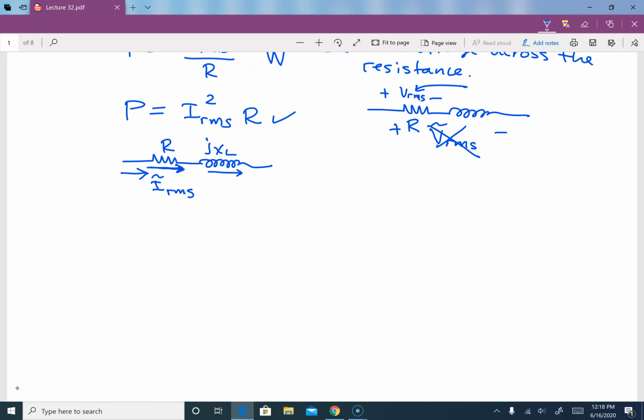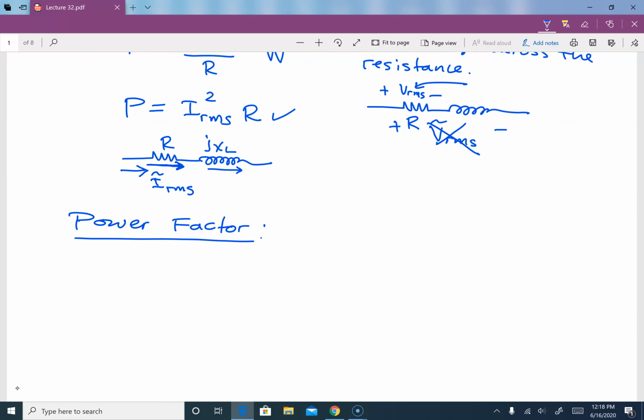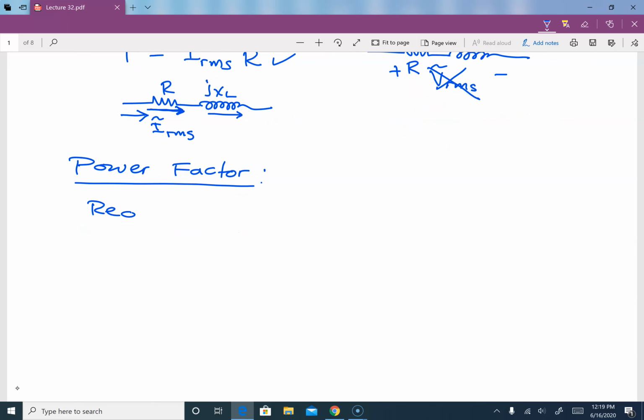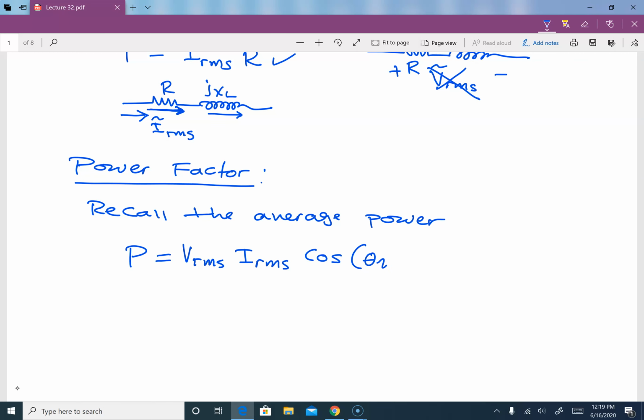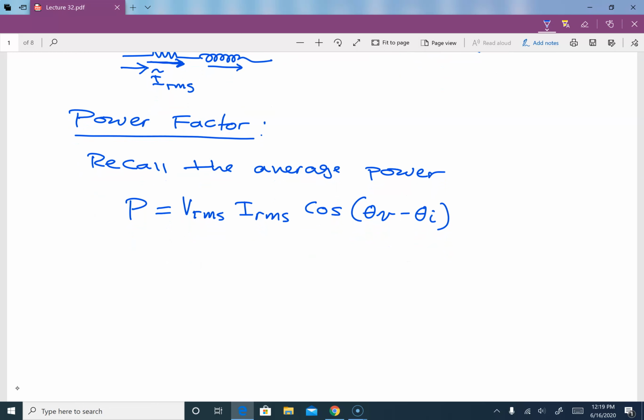We do have a term called power factor. Power factor, so recall the average power, which is P is equal to VRMS IRMS cosine of theta V minus theta I. So let us take some notes here. So some notes on this equation.